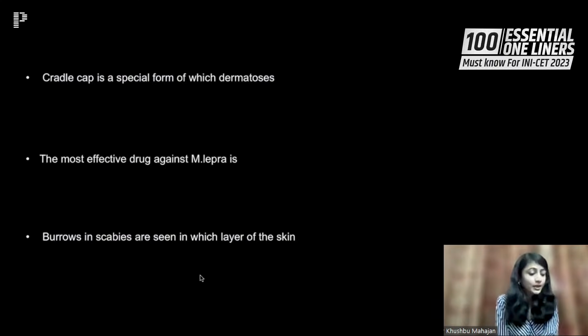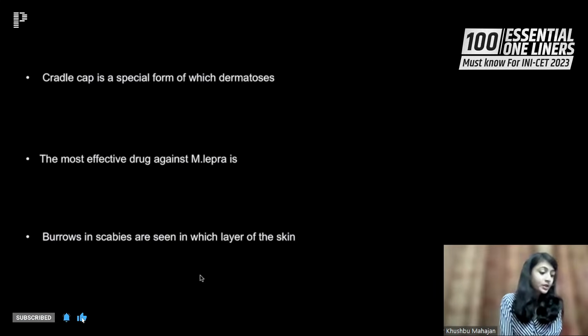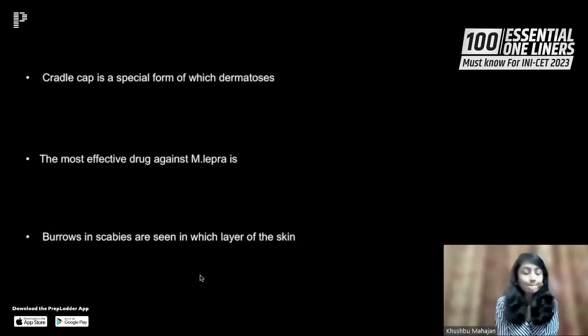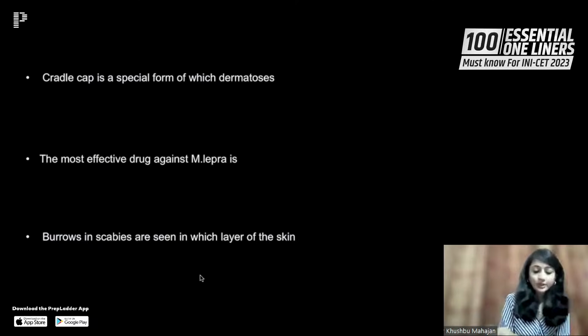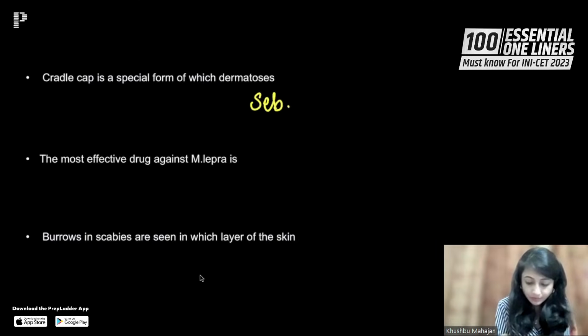Very good. Cradle cap is a special form of which dermatosis? Where do you see cradle cap? It is, no, I'm not asking where do you see it. It is a special form of which dermatosis? Cradle cap. Absolutely right. Seborrheic dermatosis.